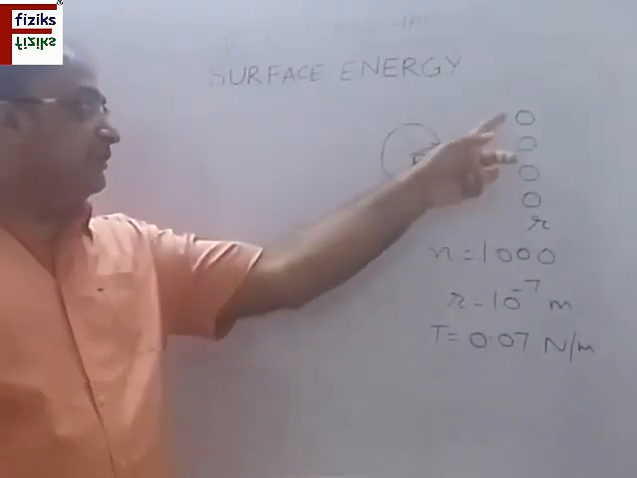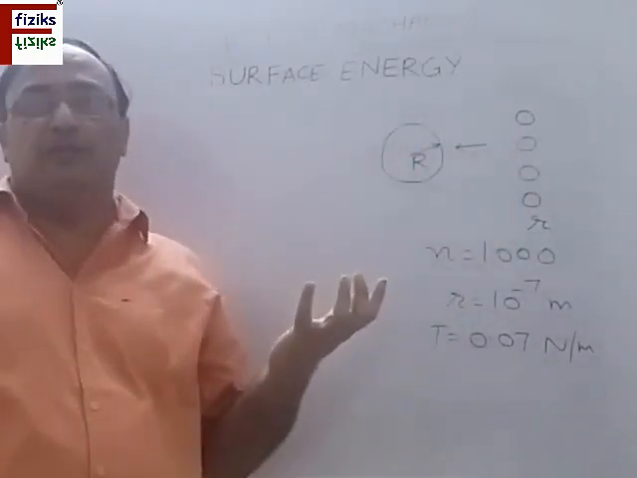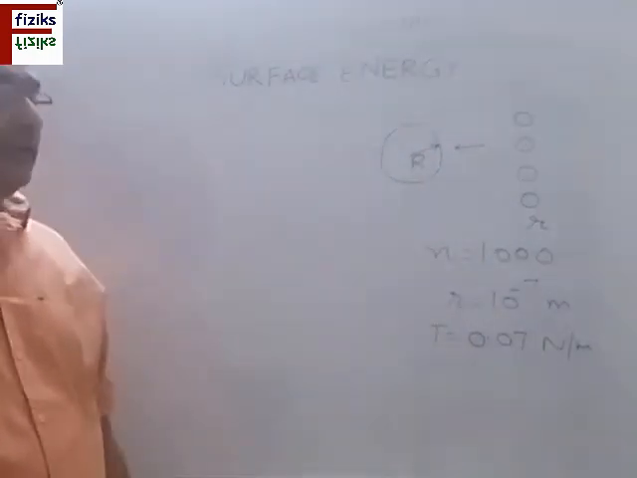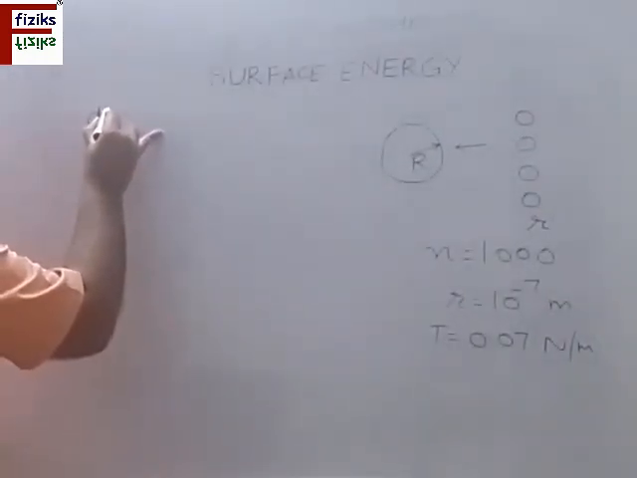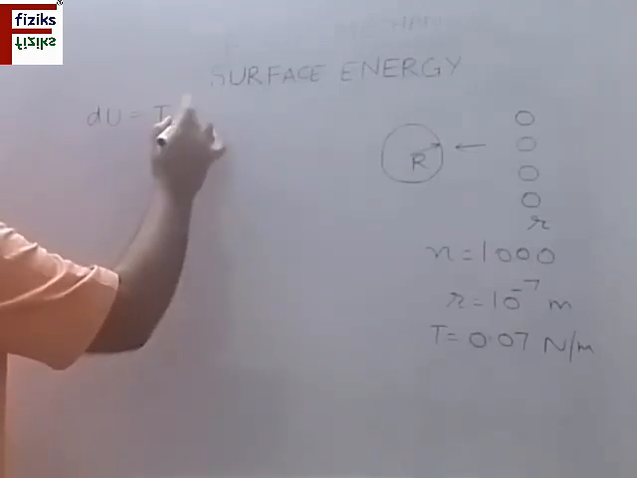So we know that here the surface area is decreasing as several droplets combine to form one droplet. Surface area decreasing means surface energy will be released. So we know that the surface energy released dU is equal to T into delta A, or T into dA.